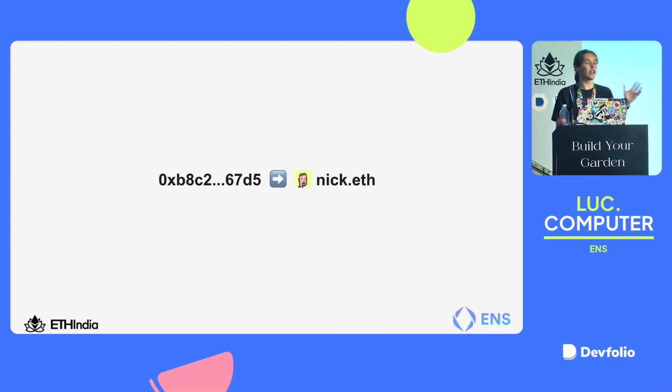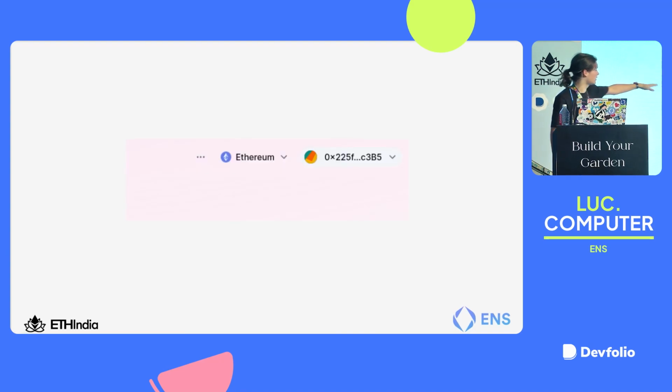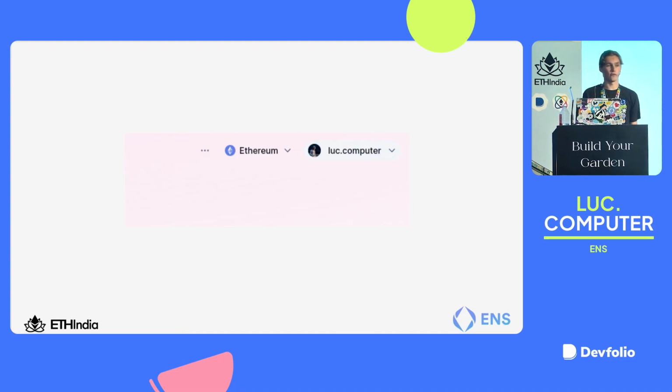So this now means that all of these dApps that in the top right corner show your 0x225F1373C3B5 address will simply show Luc.Computer as well as your profile picture. We don't want to see any more 0x addresses ever again.